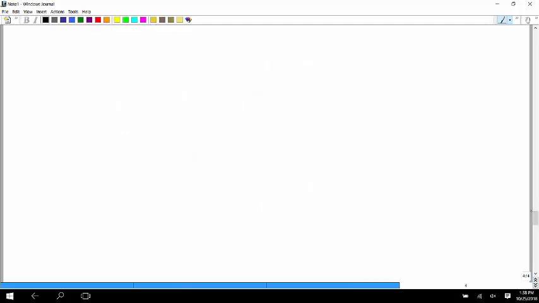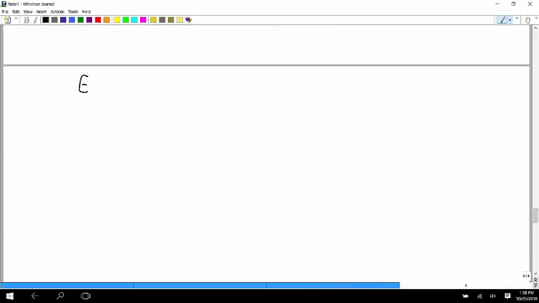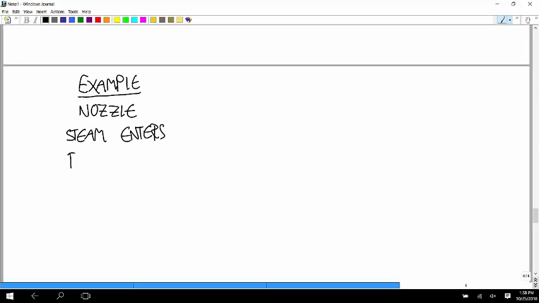All right, let's do a simple example. Let's say that we have a nozzle, and steam enters at the inlet at an inlet pressure of 40 bar and an inlet temperature of 400 degrees Celsius, and a speed at the inlet of 10 meters per second.